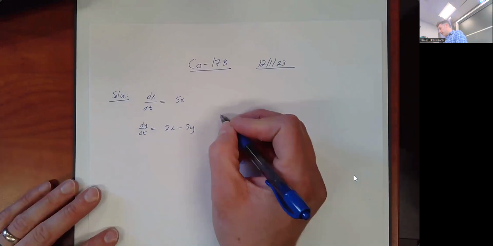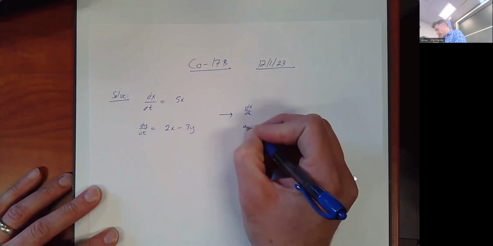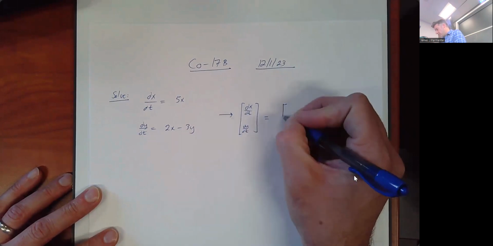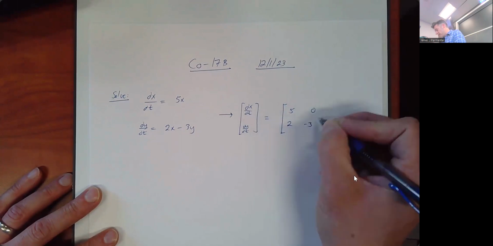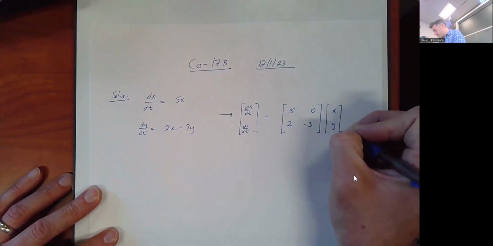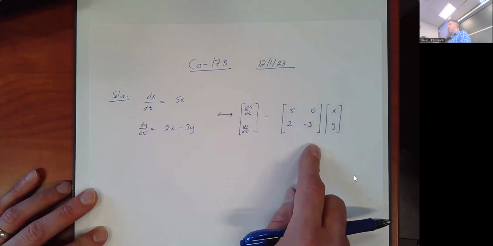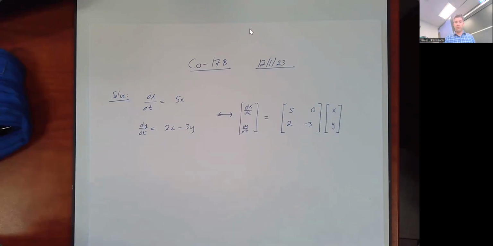And we're going to rewrite this as a matrix equation. The vector dx/dt, dy/dt is equal to the coefficient matrix [5, 0; 2, -3] times the variable vector (x, y). These two things I've written, this over here and this over here, are the same thing. They are written different ways, but they literally represent the same system of equations. So it's good to be able to go back and forth between them.